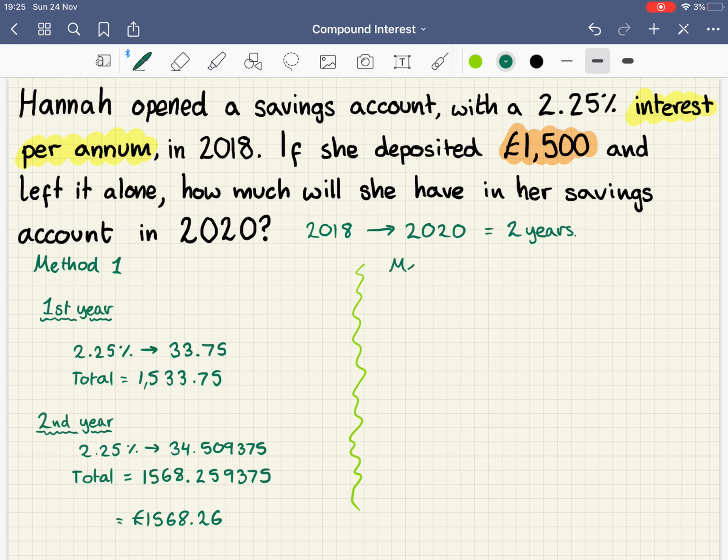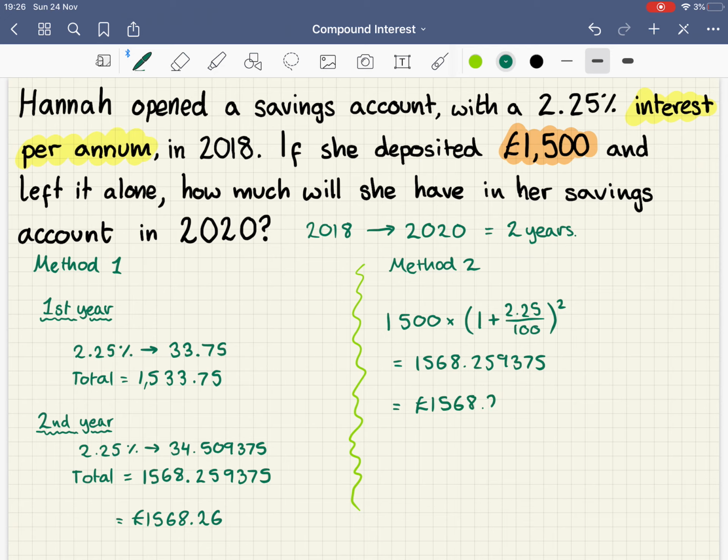And if I was using the second method, I should have written down 1,500 times 1, because it's interest, I'm doing plus, the 2.25 over 100, all to the power of 2. And again, get this long answer out. And the same thing as before, doing that rounding to make sure our final answer looks like money.